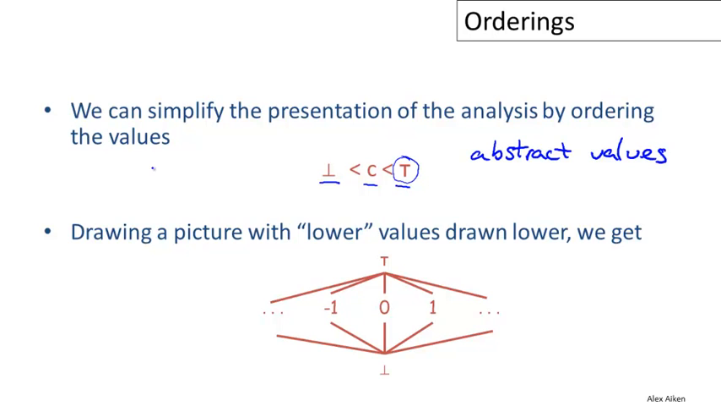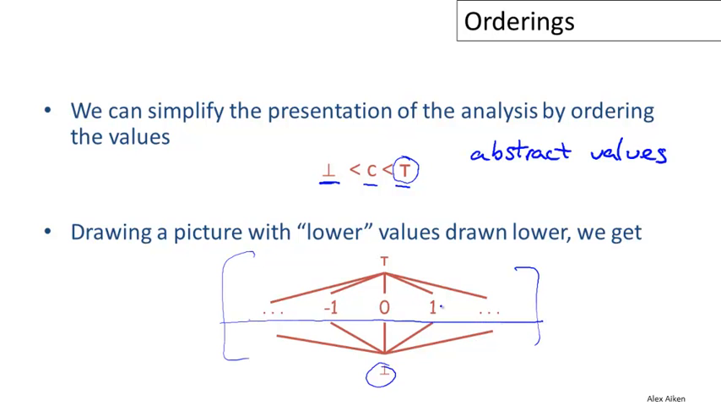Anyway, it turns out that there is a way to simplify the presentation of the analysis that we've been discussing by ordering the abstract values. So what we're going to say is that bottom is less than all the constants, and all the constants are less than top. If we draw a picture with the lower values drawn towards the bottom and the higher values at the top, and edges between values where there's a relationship, we get this diagram. You have bottom down here underneath all the other values. Bottom is less than every constant.